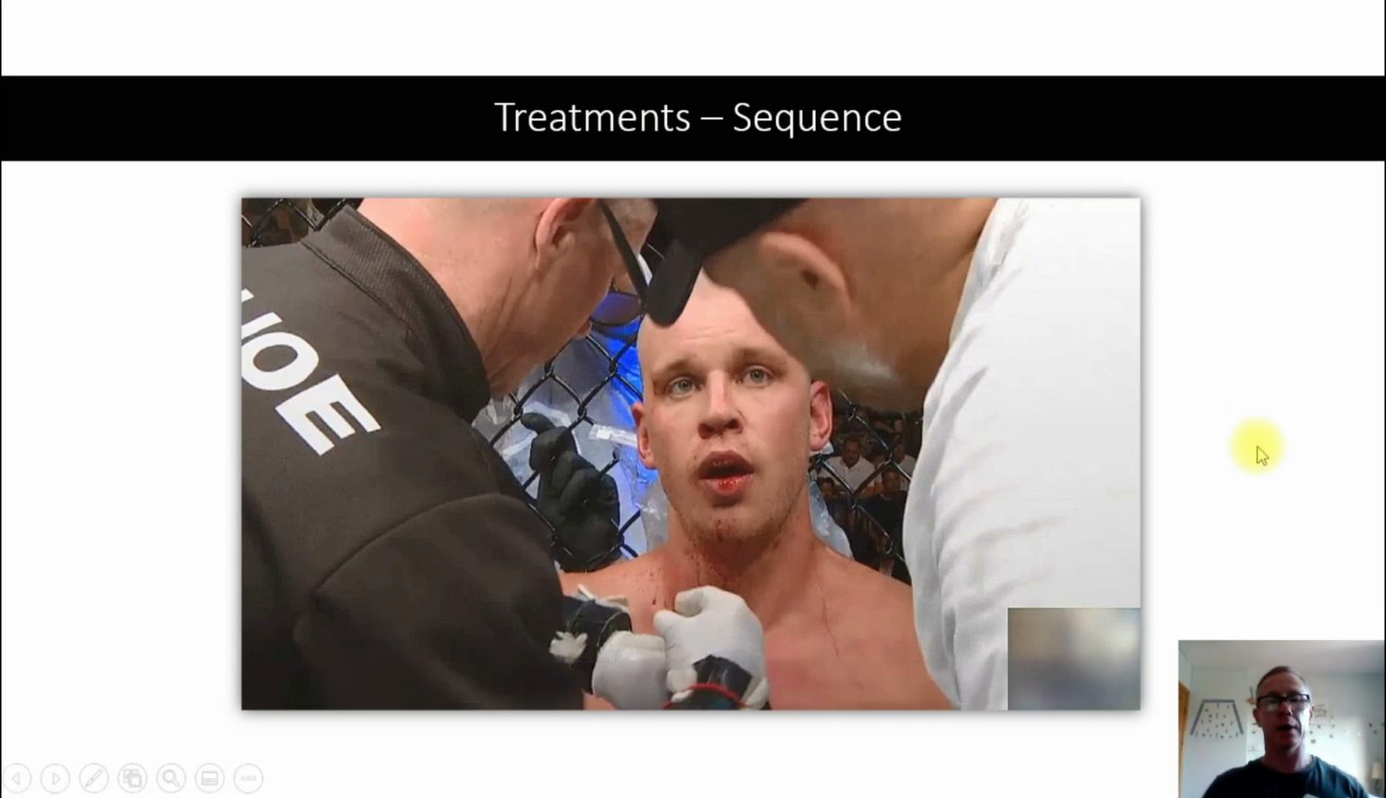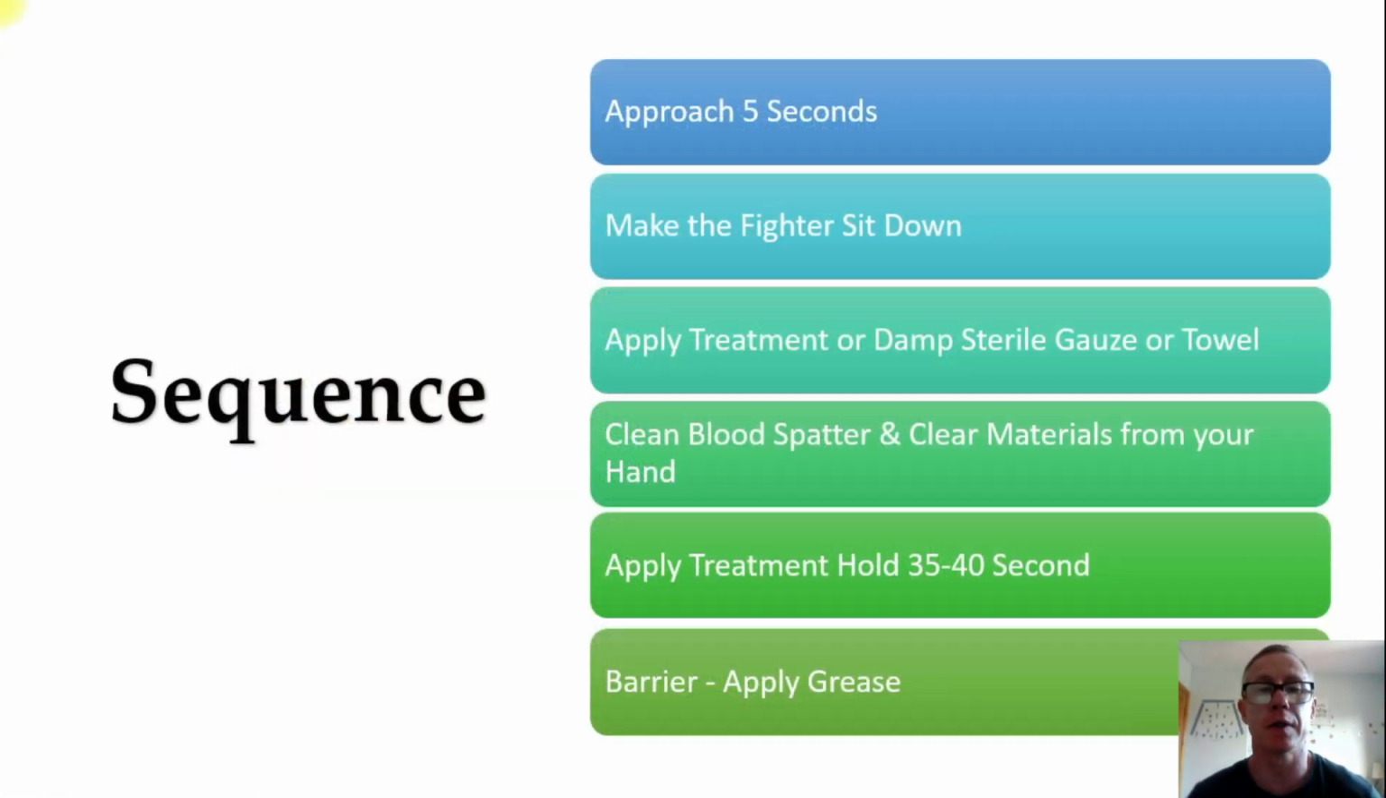So as you can see, the only difference in terms of the sequence is my hand position and the location of the injury. Keep it simple, folks. I can't reiterate that enough. Keep it simple. Just to recap, the sequence.